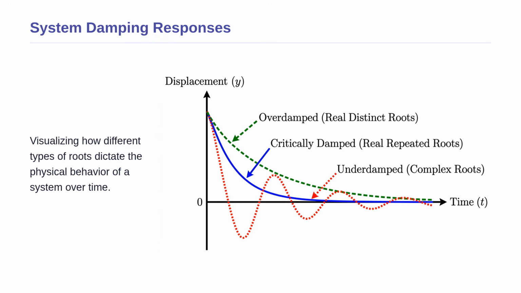The blue solid curve is a critically damped system caused by real repeated roots, returning to rest as fast as possible without bouncing. Finally, the red dotted curve shows an underdamped system caused by complex roots, creating a bouncing, oscillating motion that slowly dies out over time.